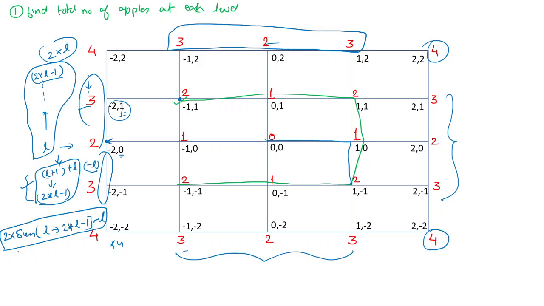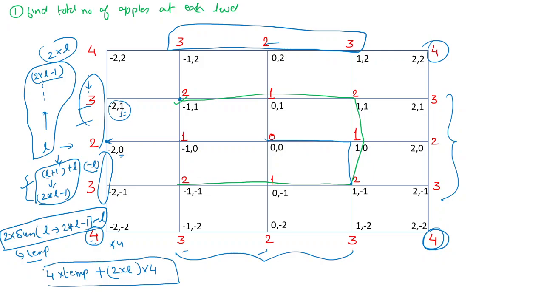Now once we have got this value, suppose this is 10, so we have to multiply 10 by 4. So we'll get all the 4 side values, and then we will have to add this value 4 times because we have 4 corners. And this value is 2 times L. So 2 times L into 4. So this is basically how we will reach the formula for the number of apples that we can have at each level.